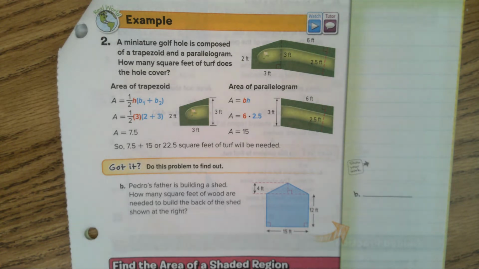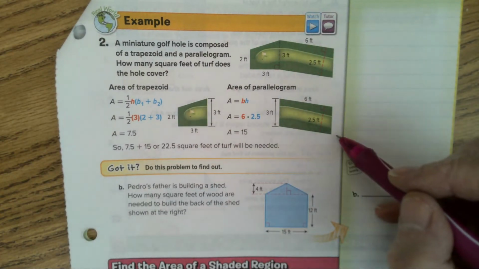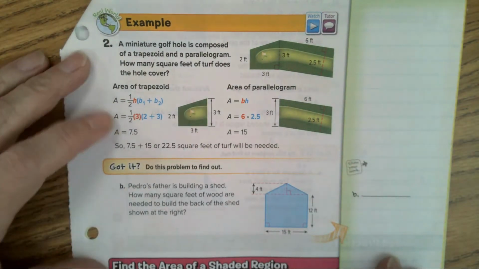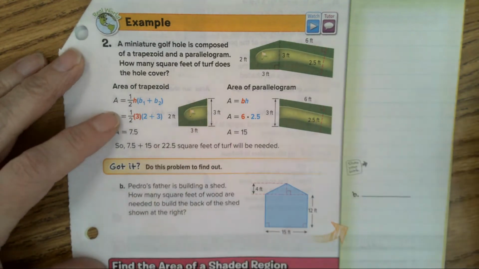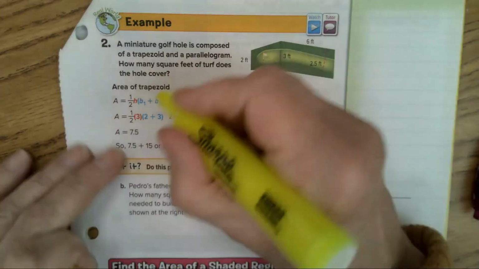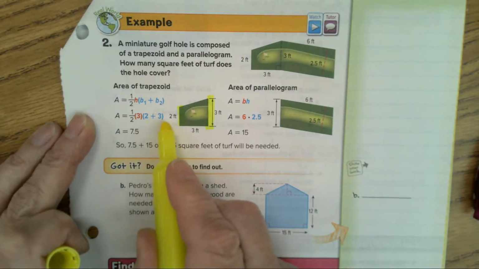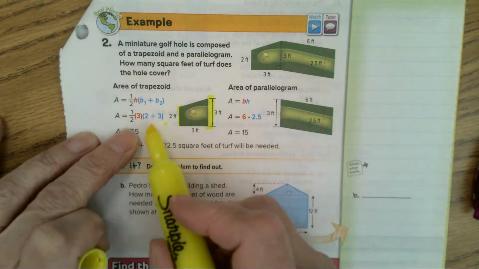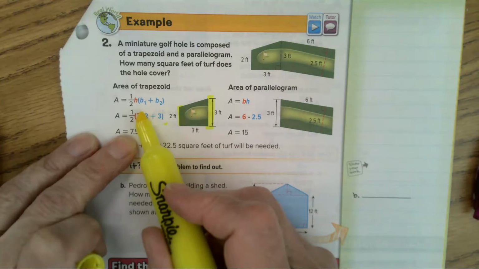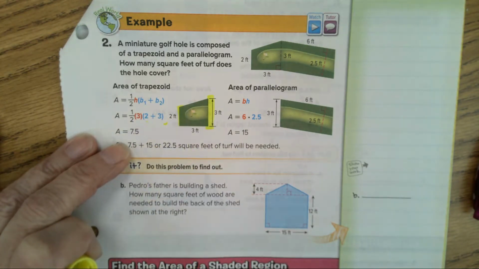All right, so this is your trapezoid. This is your parallelogram. All right, so they find the area of the trapezoid. Remember, the bases are the two sides that are parallel to one another. So this is B1 and that's B2. 2 plus 3 times, which is 5 times 3 is 15, and 15 divided by 2 is 7.5.